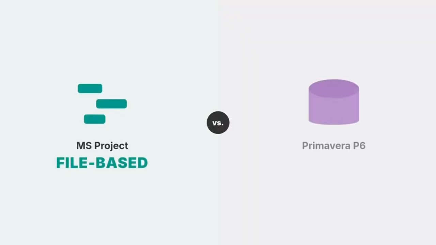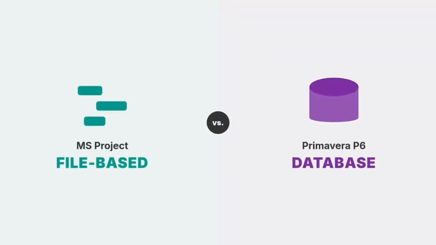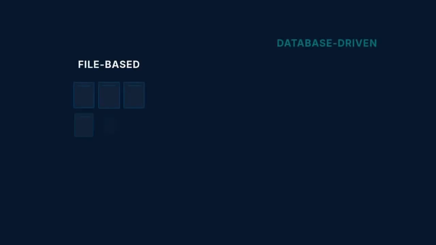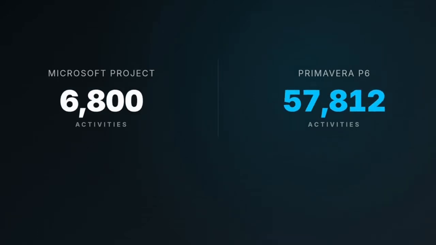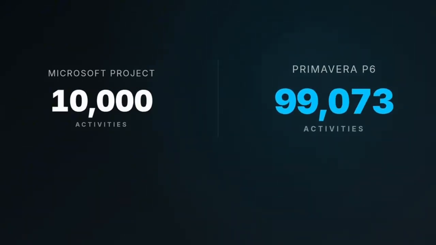One critical question often asked is why use P6 over Microsoft Project? The answer lies in its core architectural philosophy. P6 is inherently a database-driven tool, while MSP is file-based. This allows P6 to handle massive datasets with ease. Primavera can handle upwards of 100,000 activities without performance degradation, making it suitable for multi-billion-dollar projects.